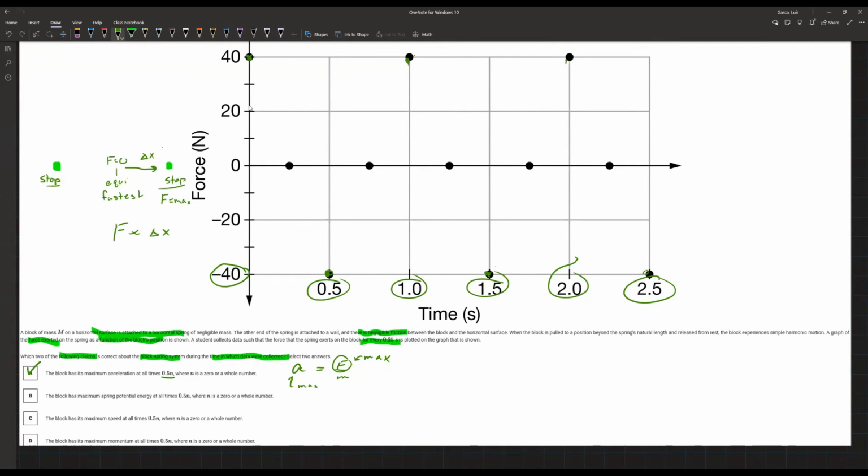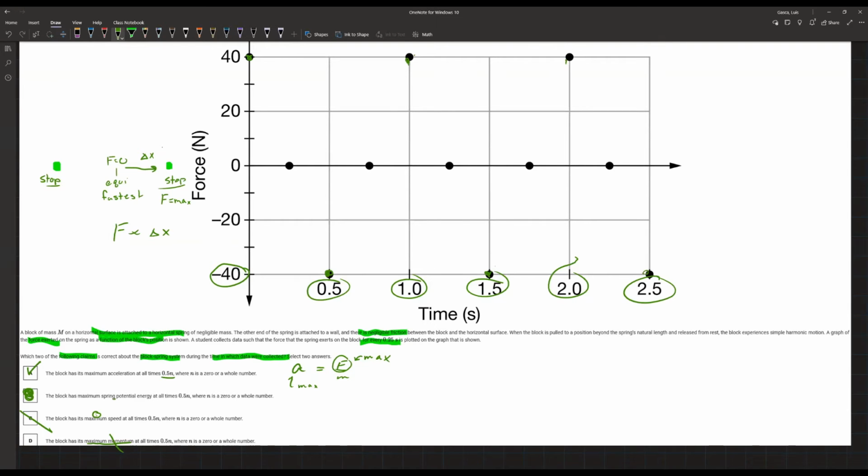Now, if we look at this, the block has a maximum speed at 0.5n, letter choice C. If we notice, when the force is maximum, the block stops. So if anything, that is not true. The speed is 0, if anything, at 0.5n. And by that virtue, because the momentum is velocity times the mass, this will also be 0. This will be incorrect. The momentum is 0 at these points. So B is our best answer choice.